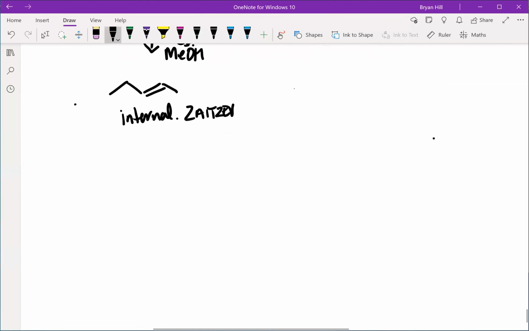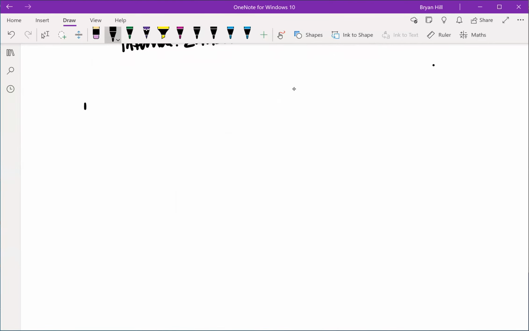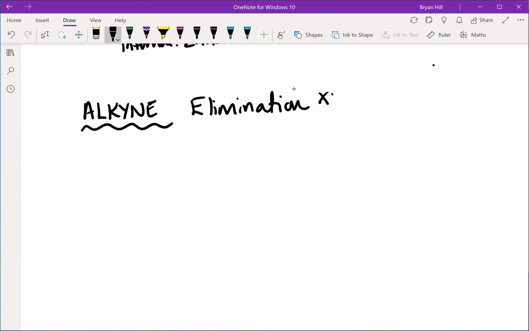So it's no surprise that to make an alkyne we basically do elimination times 2. So what we need is two alkyl halides. We need two halides, and we need twice the equivalency for the amount of base. Here's a nice little example.